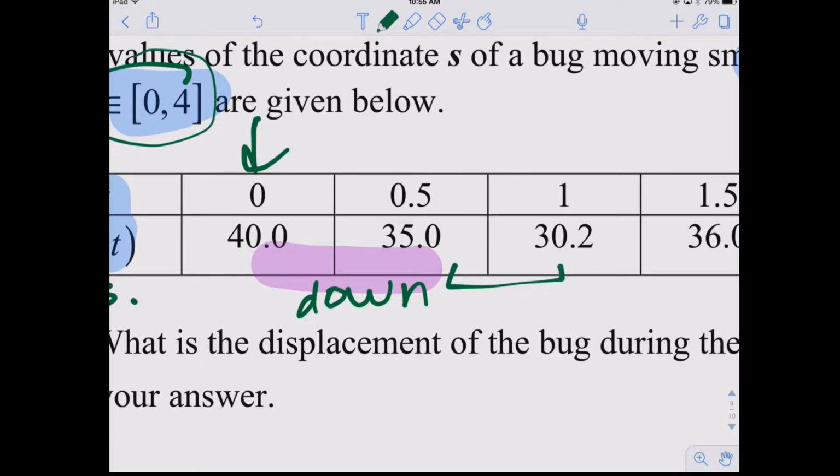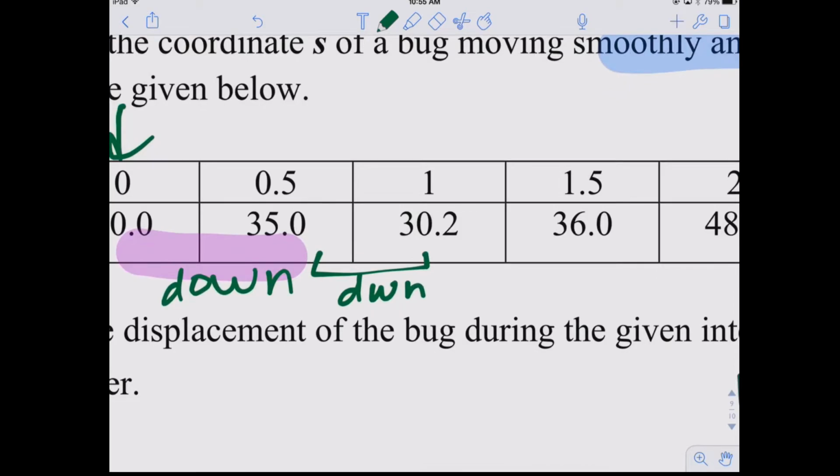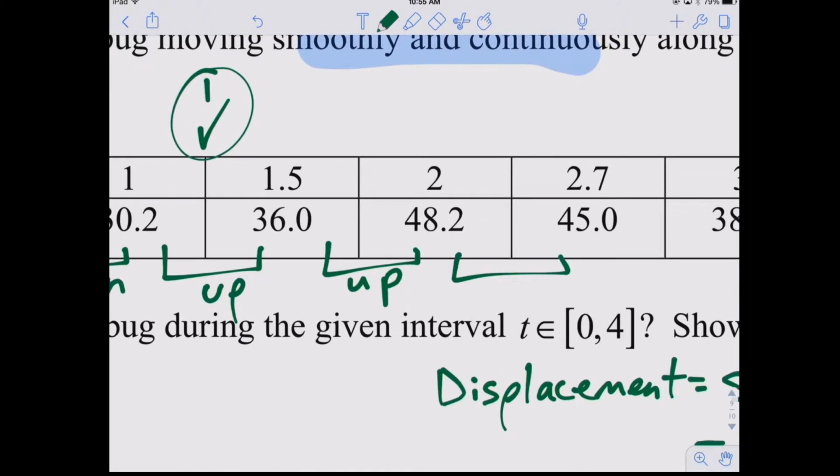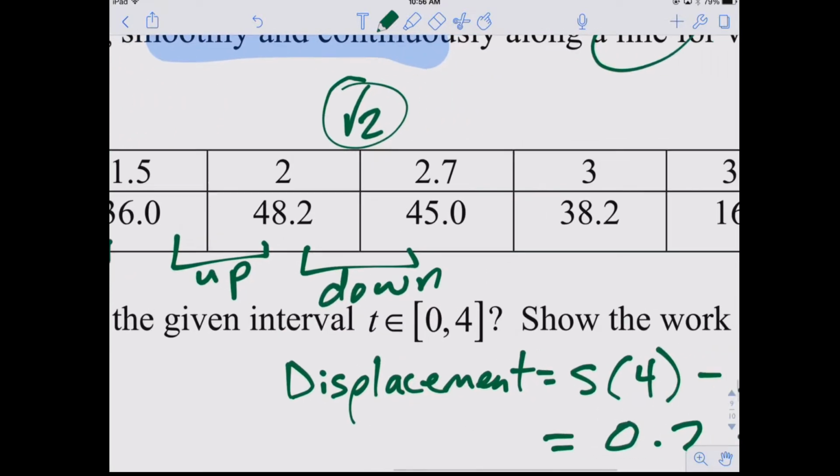And then from 35 to 30.2, that's going down again. It's decreasing. Now from 30 to 36, that's now coming back up. So there's the first time where it had to have changed directions, at least once. Now from 36 to 48, it's going up again, so it doesn't necessarily change directions there. 48 to 45, that got smaller, so now it's going down, so it has to change directions one more time at least. And then 45 to 38, that's down.